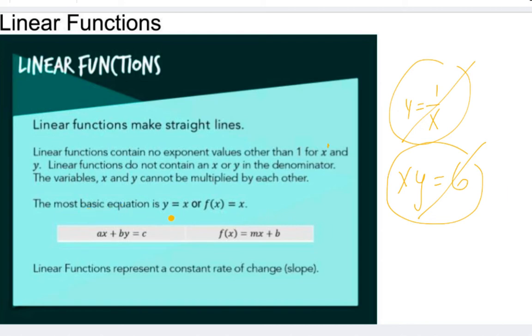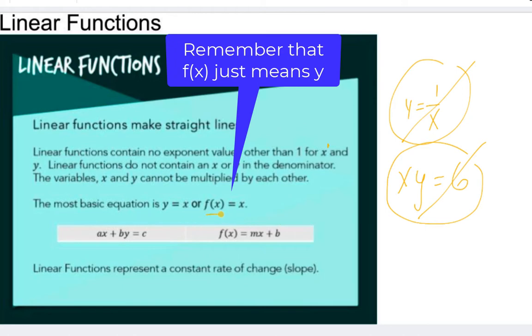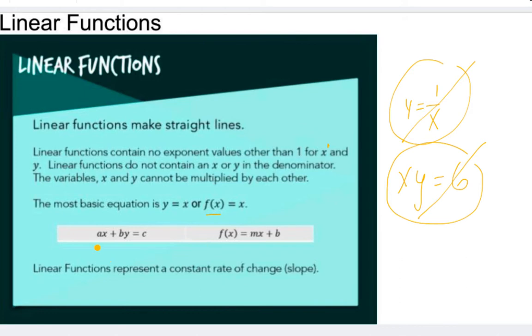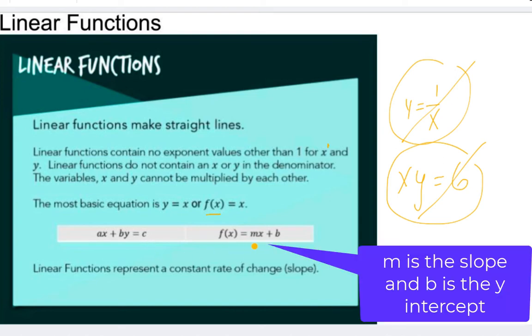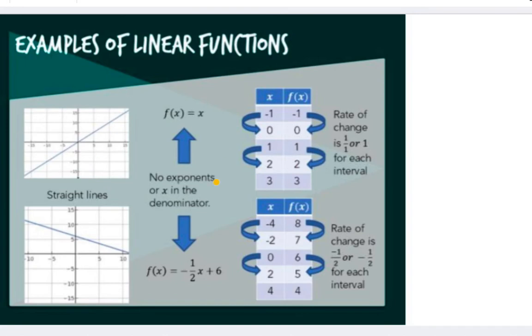So the most basic equation, the parent function, is y equals x, or f of x equals x, because then f of x means y. Here we have the standard form of the equation, a times x plus b times y equals c. And here we have the slope-intercept form, f of x equals m, which is the slope, times x plus b, which is the y-intercept. And we say that they have a constant rate of change, or the slope is constant, it never changes.